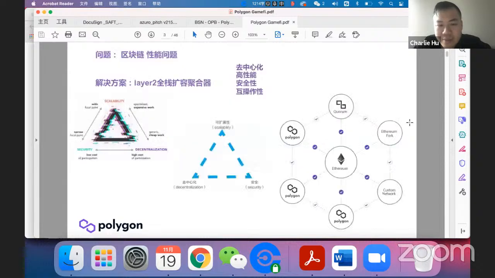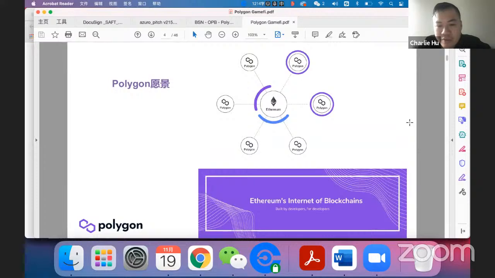Currently heading the Polygon ecosystem here. We try to be the scaling solution, a full stack scaling solution around Ethereum. So far, the vision about Polygon is really trying to be Ethereum's internet of blockchains. We have already several solutions under production.